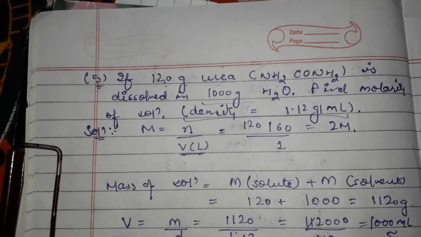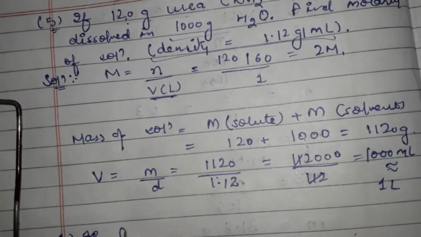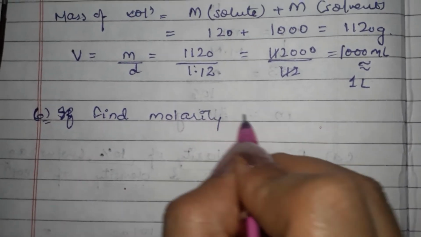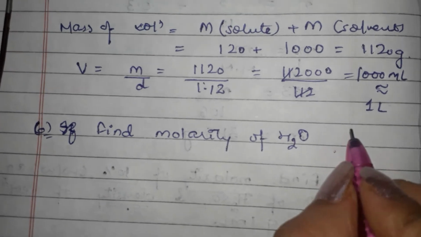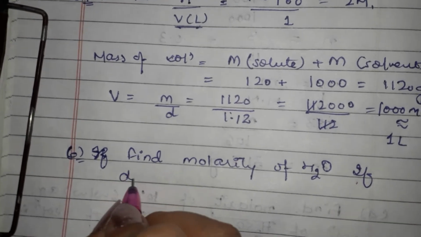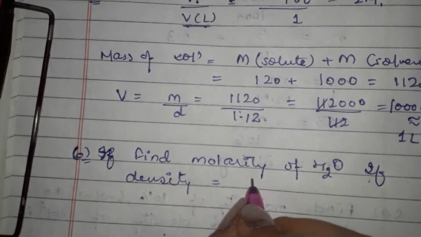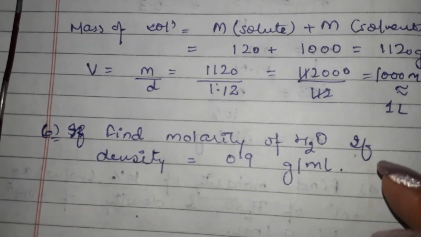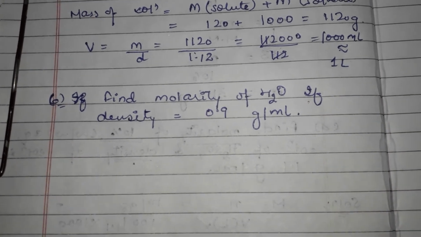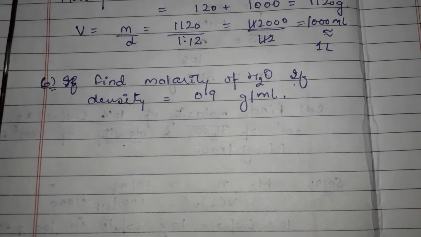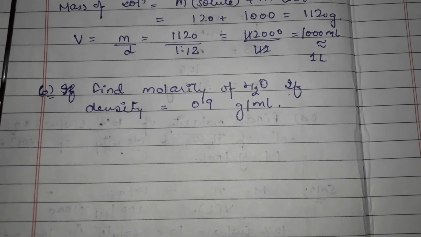Okay. Then the next question is: find the molarity of water, if the given density of water is 0.9 gram per ml. Before doing this question, I am giving you an important piece of information which is very useful in the case of molarity of water.